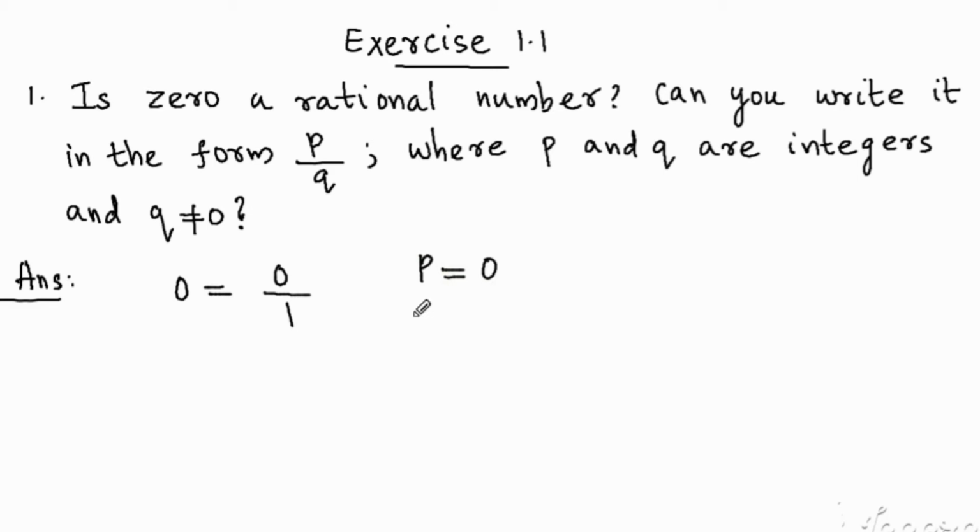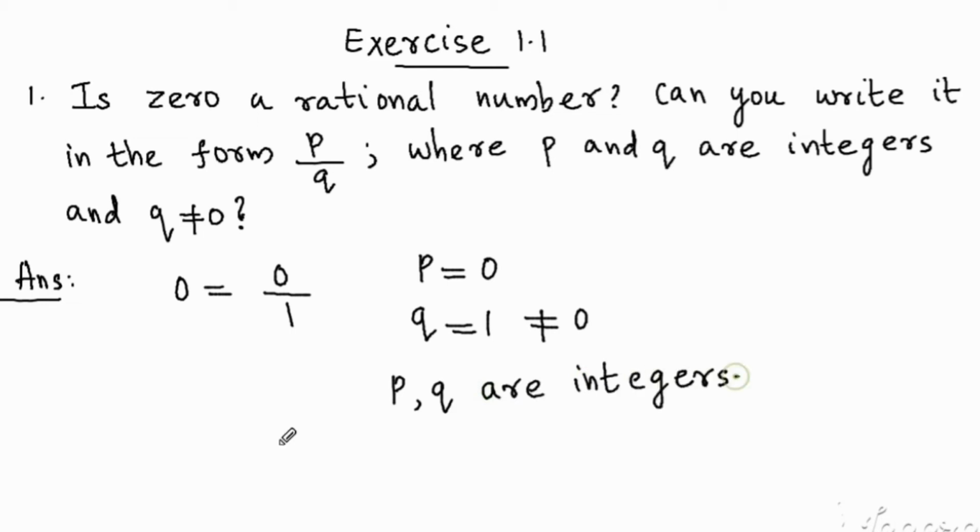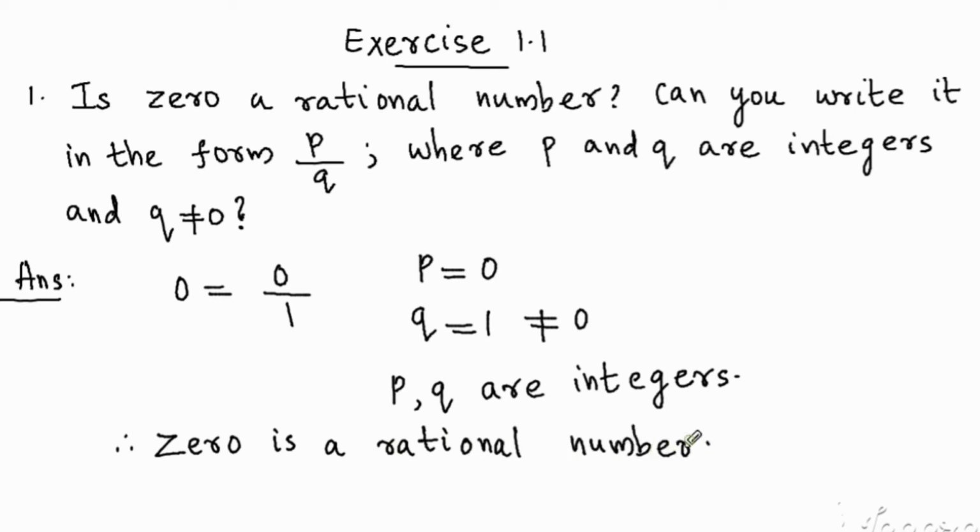If you compare with p by q, you can see p is 0 and q is 1, which is not equal to 0. Here p and q are integers with q not equal to 0. So all conditions of a rational number are satisfied. Recall that to be a rational number, it should be written in p by q form with p and q integers and q not equal to 0. Here all conditions are satisfied, so we can say 0 is a rational number. Okay, then we can move on to the second problem.